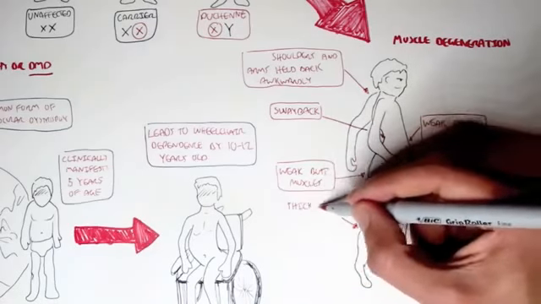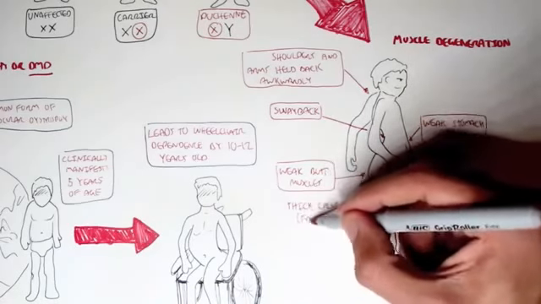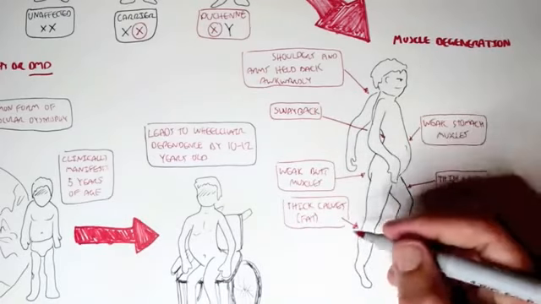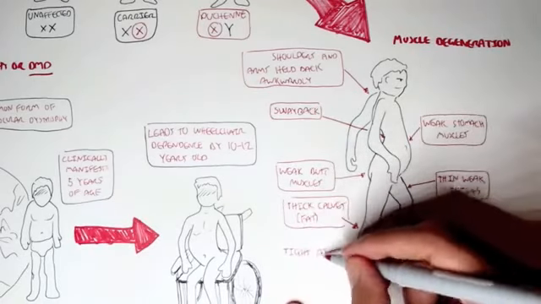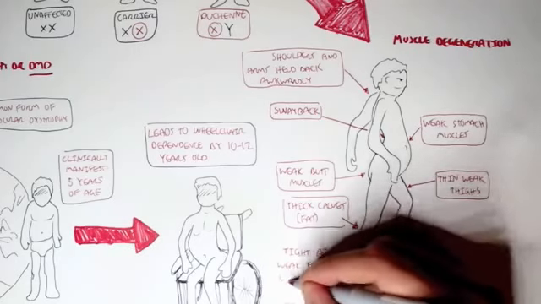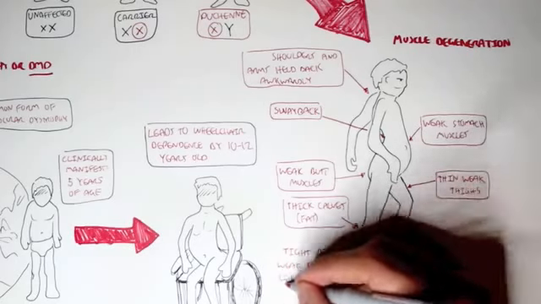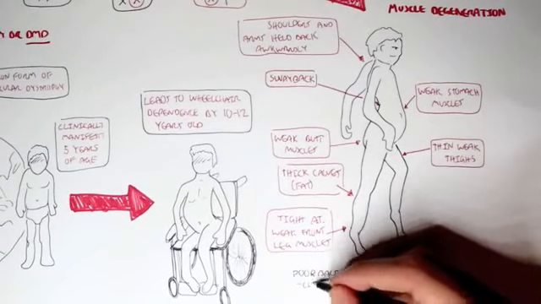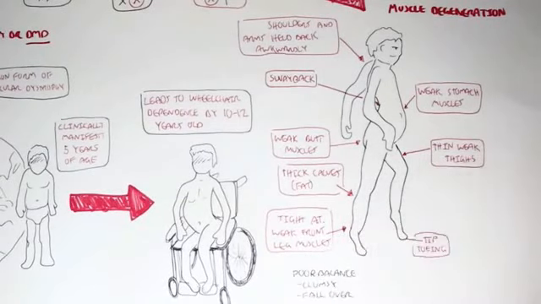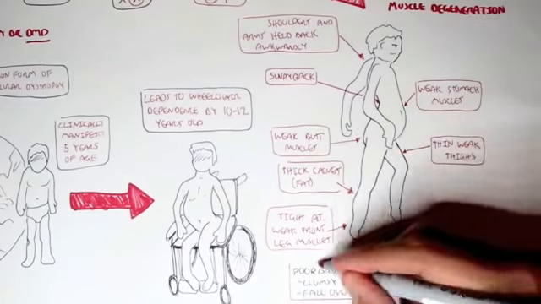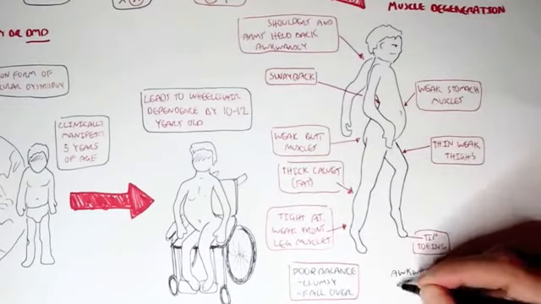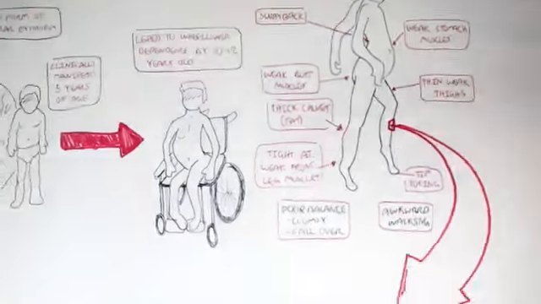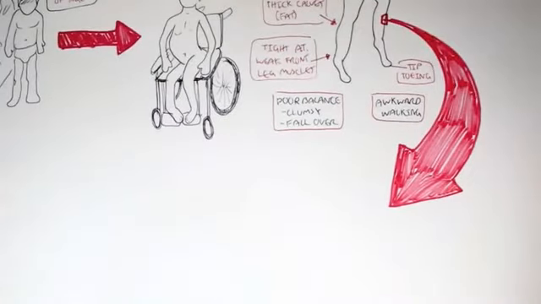We have thick calves, however not muscular calves. They mostly consist of fat, so they're pseudo-hypertrophied. I think that's a word. We also have tightness of the Achilles tendon and weak front leg muscles, which contribute to the tiptoeing. Duchenne muscular dystrophy sufferers also have poor balance. They're usually clumsy, and when they're children, they usually fall over a lot. There's also awkward walking seen in these sufferers.